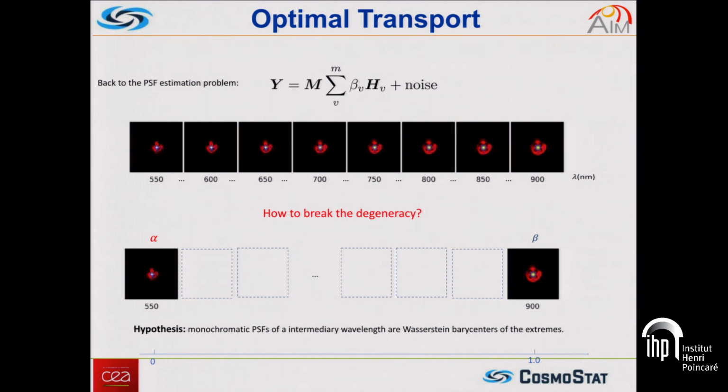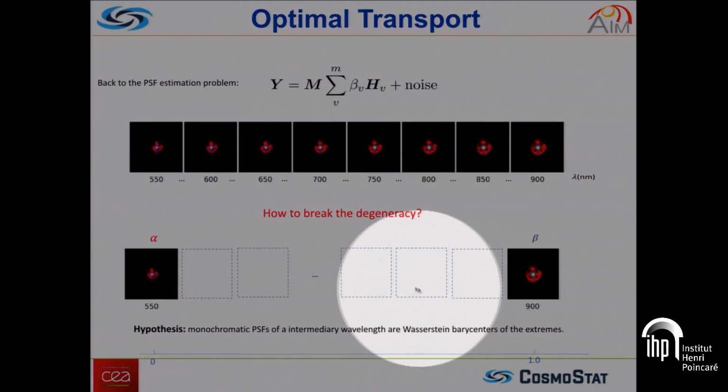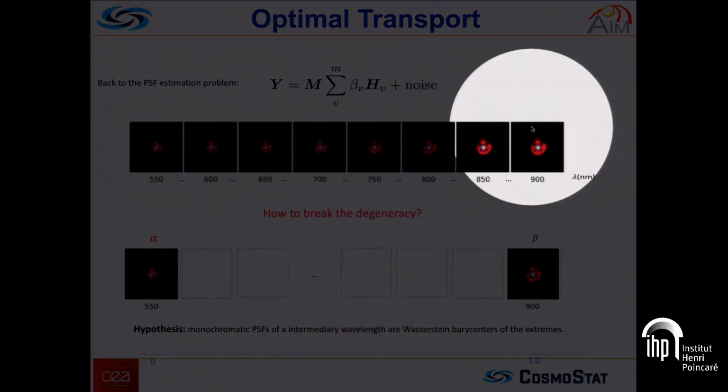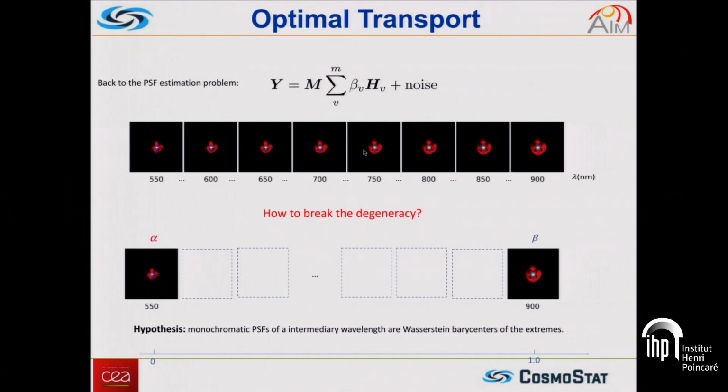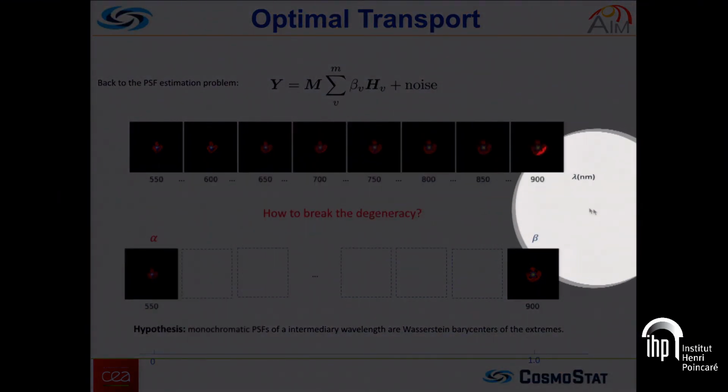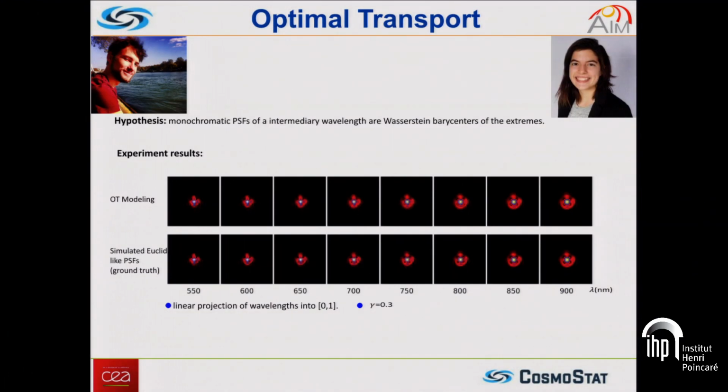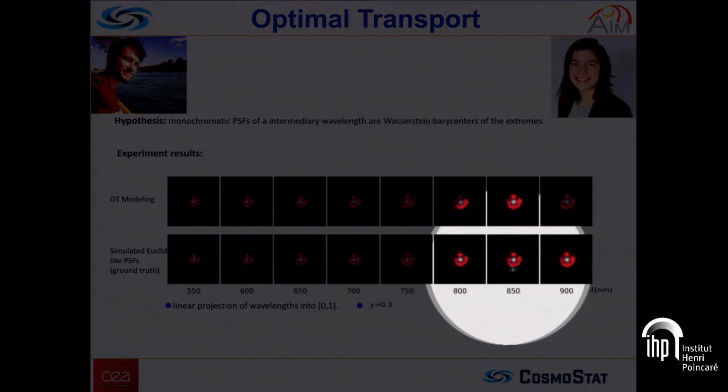So we could make some real tests with real Euclid PSF, and to see, taking the two extrema, can we really capture the intermediate PSF? And so we did this experiment, and we took only the two extrema, and we could recover with a very good accuracy all the intermediate PSF.